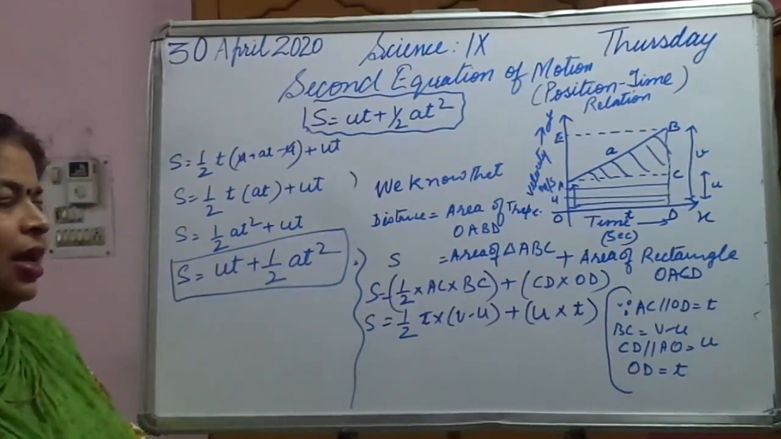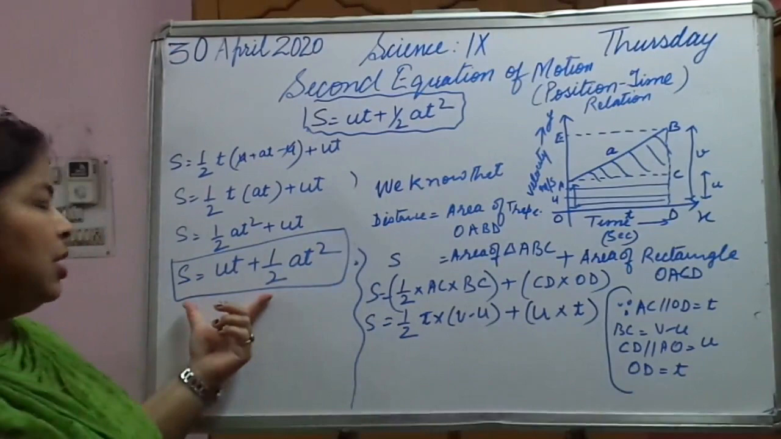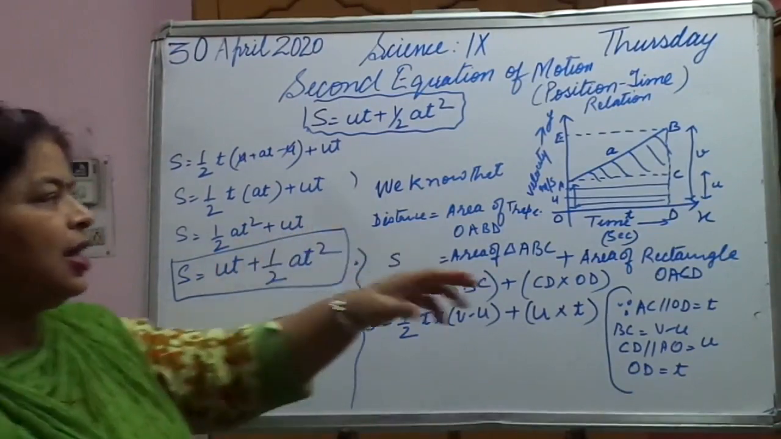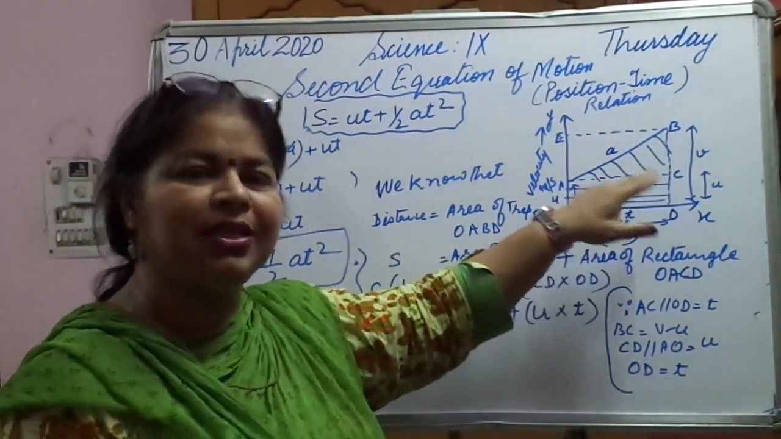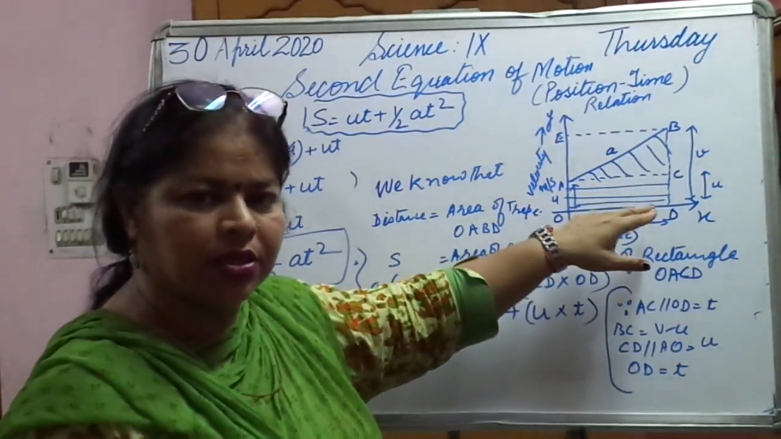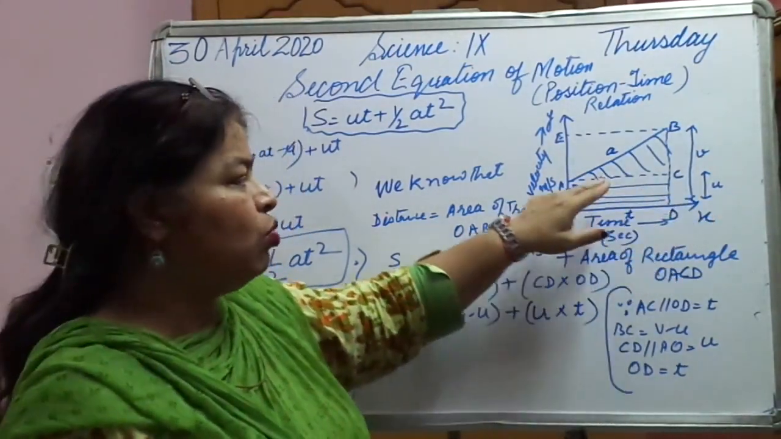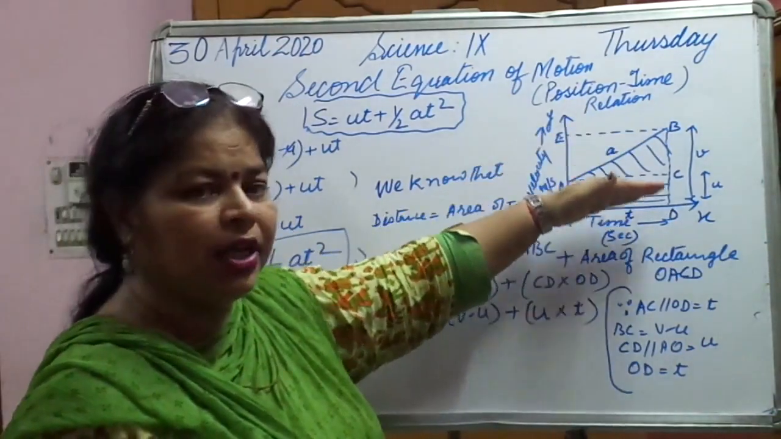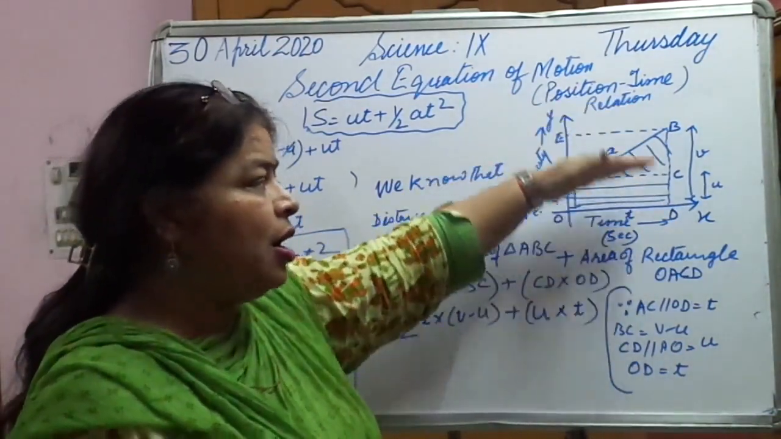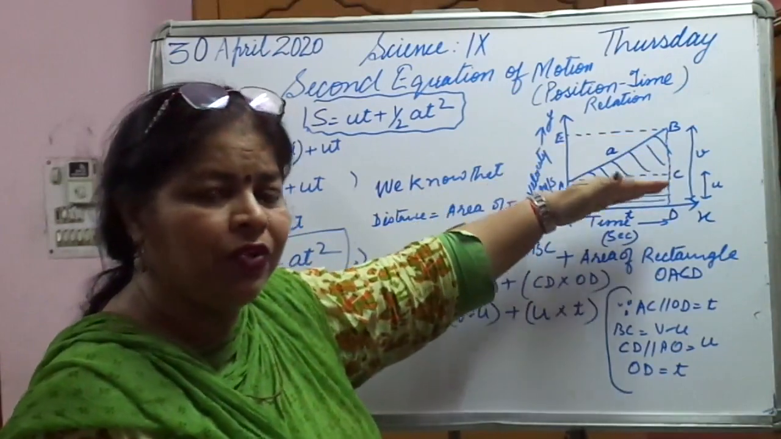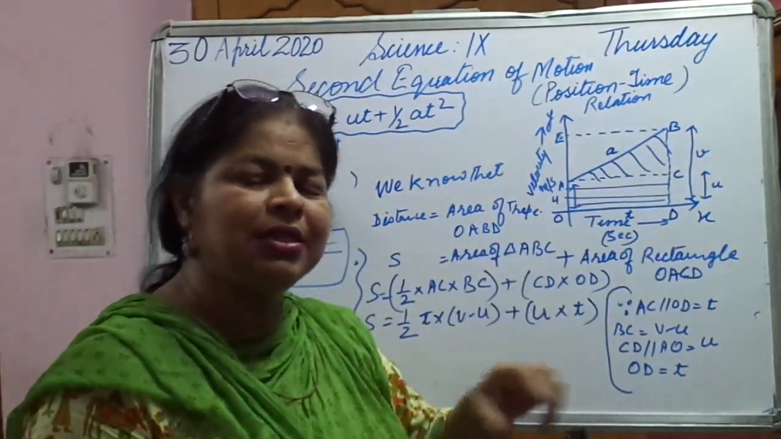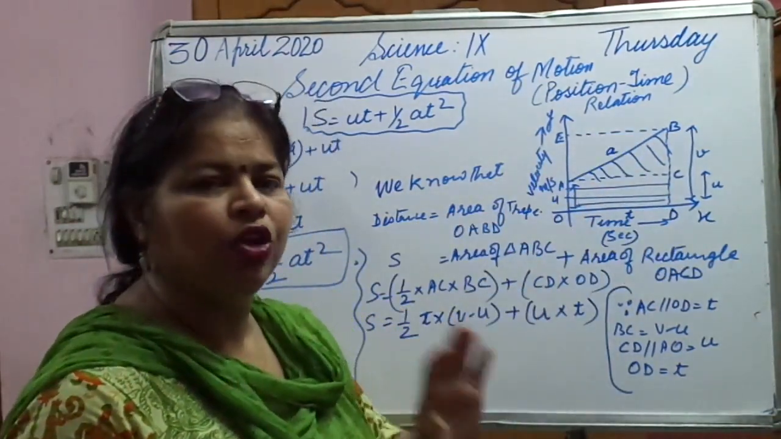Okay, let us again see what we are going to do. I hope it is clear to everyone. Let us see again. We have to find out the distance of the moving object, that is, how much distance has been covered by this object. So what we are going to do is study that the area under this graph will give you the distance covered by the moving object.